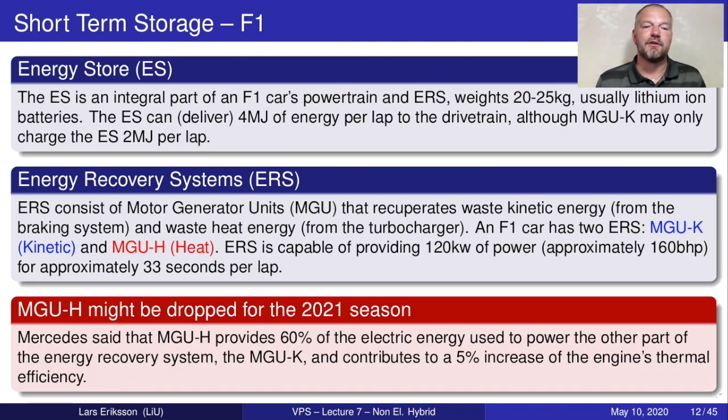Now the MGU-H might be dropped for the 2021 season. I'm not well into the Formula 1 circuits, but what I've heard is that they were planning to drop it for sound reasons, because it dampens the sound of the Formula 1 engines. That would be a step back, because Mercedes said that the motor generator unit for heat provides 60% of the electrical energy that's used to power the other parts of the energy recovery system, like the MGU-K, and the MGU-H contributes to a 5% increase in the engine's thermal efficiency. So this is a step back if this is implemented.